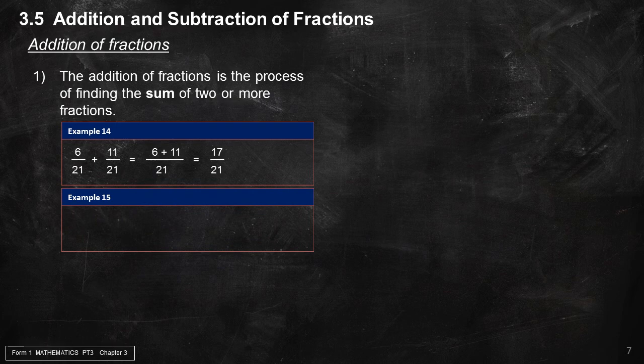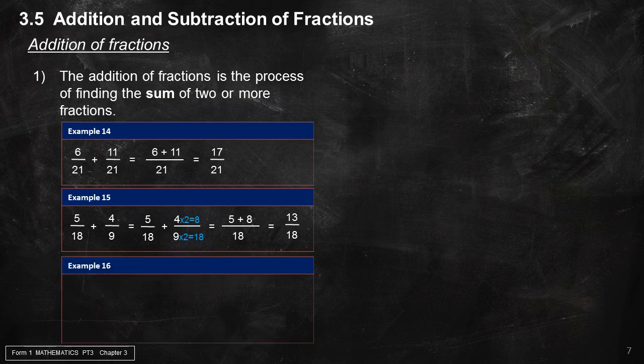Example 15. 5 over 18 plus 4 over 9 equals 5 over 18 plus upscale 4 over 9 to 8 over 18. After that, we can add the numerators, 5 plus 8. And the final result equals 13 over 18.